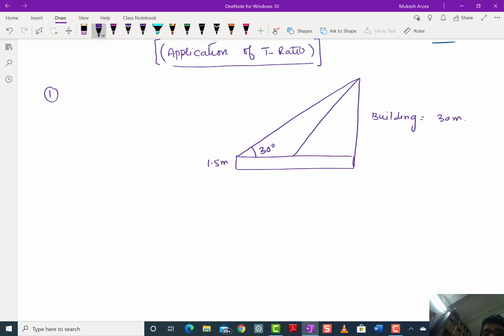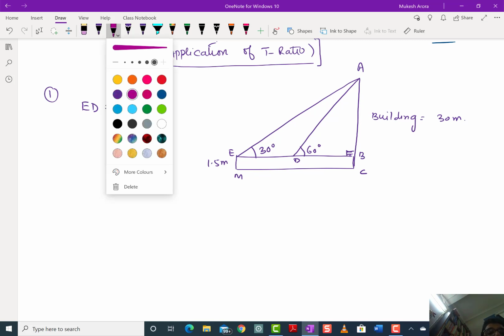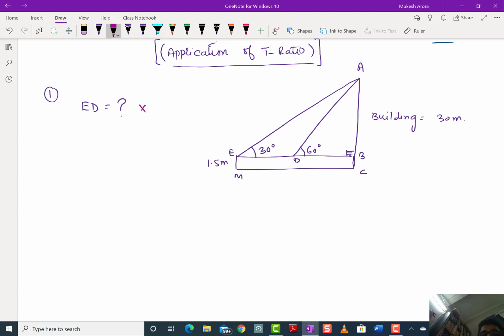This was 30, this was 60. As and when he approaches towards the building, the angle will increase. Find the distance he walked towards the building. Meaning, we have to find ED, or we can say we have to find X. ED is X, this is Y.